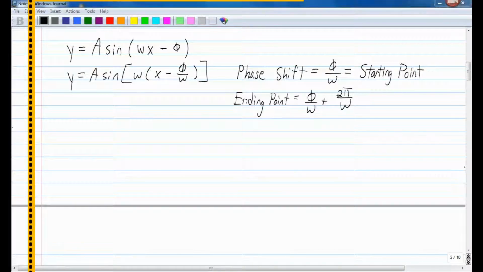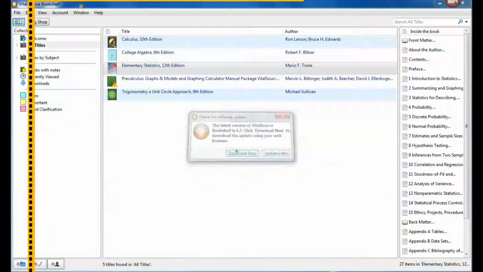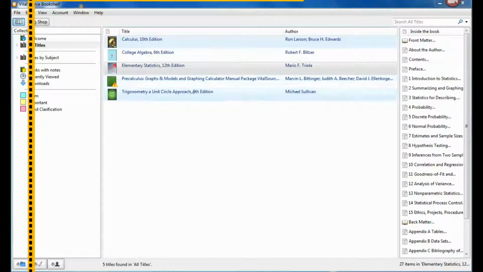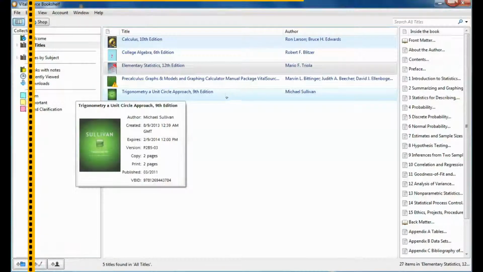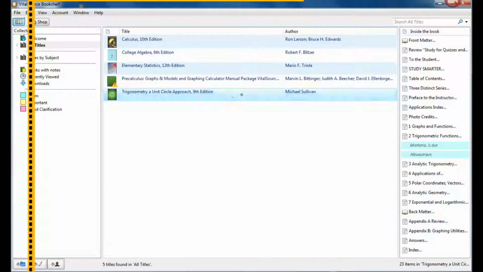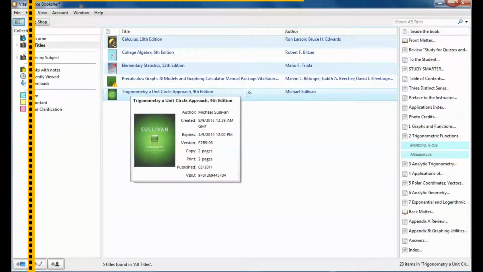So let's take a look at one real quick. You can see just how fun these are. It's going to be the same graph that we're used to dealing with. Just going to be shifted one way or the other.